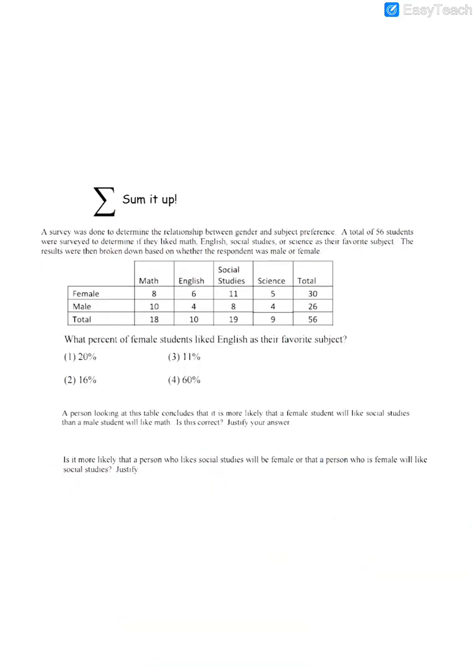Sum it up. A survey was done to determine the relationship between gender and subject preferences. A total of 56 students were surveyed to determine if they liked math, English, social studies, or science as their favorite subject. The results were then broken down based on whether the respondent was male or female. So the entire frequency table is filled in for you. So let's see if you can answer this next question without me. What percent of female students liked English as their favorite subject?